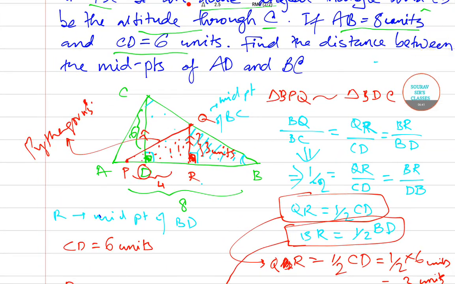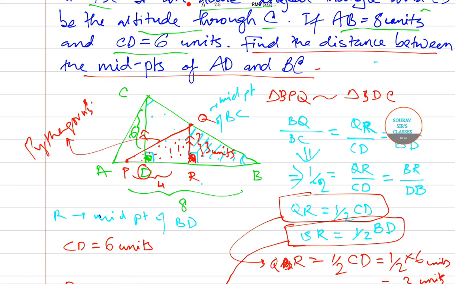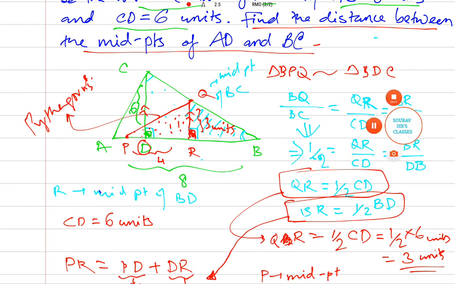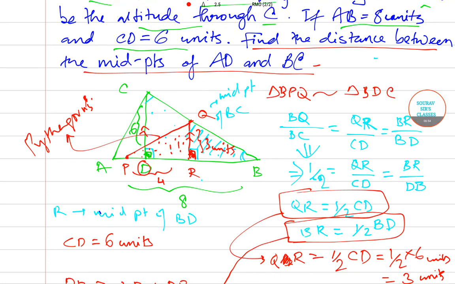And in the question we have been asked to find the distance between the midpoints of AD and BC. The midpoint of AD is P and the midpoint of BC is Q. So the answer will be 5 units.